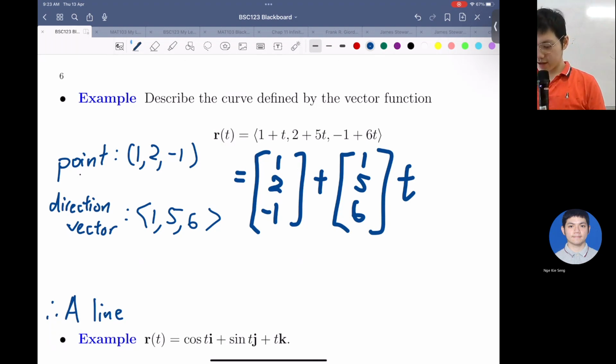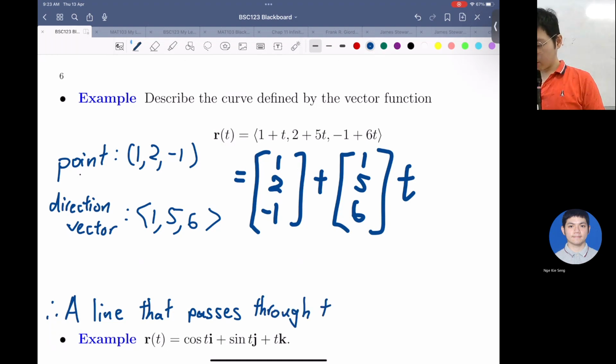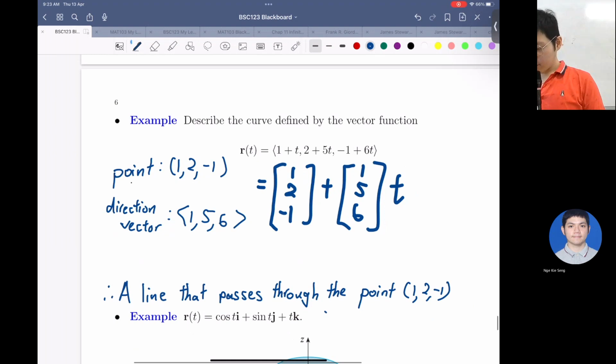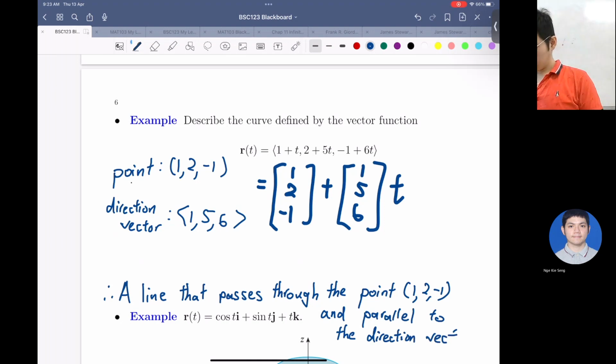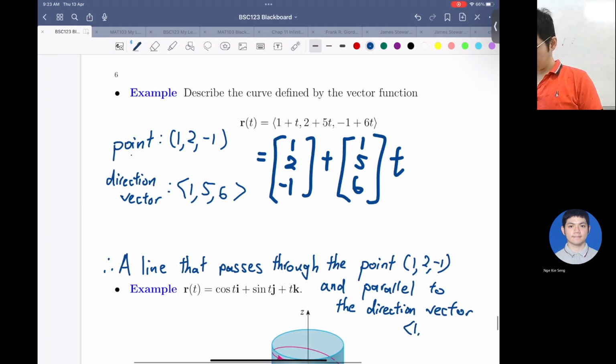A point and a direction. So you should say a line that passes through the point (1, 2, -1) with direction vector, or I can say parallel to the direction (1, 5, 6).